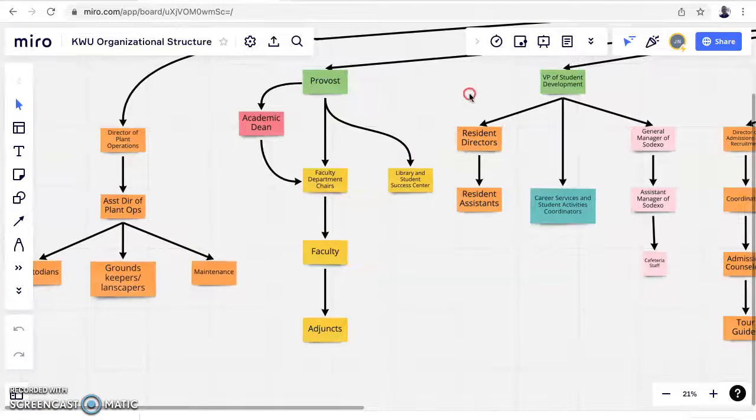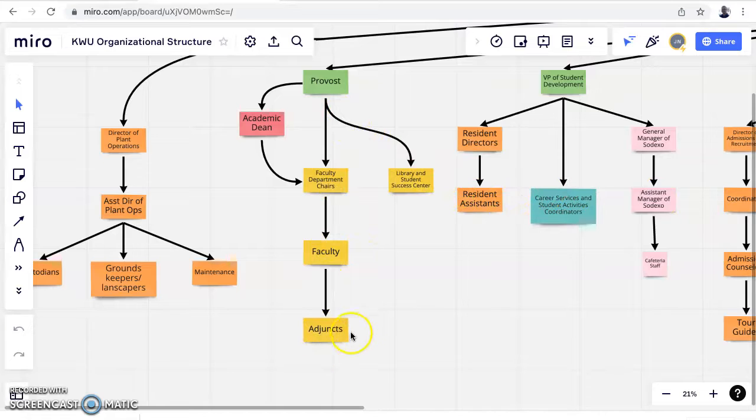So if we start with provost, directly below the provost, but above the faculty members, we have the academic dean, who also acts as a sort of superior for the faculty members. Faculty is just broken up into three different groups. We have our department chairs, who oversee the faculty in their division, and then below that we have the adjuncts, who just teach one or two classes here, and that's all they do.